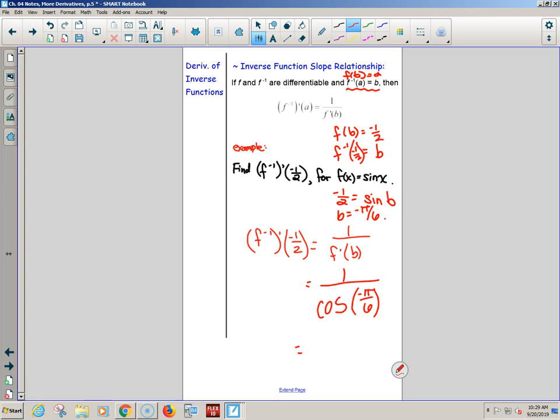Rad 3 over 2. So does it make sense that we would have 2 over rad 3 as our final answer? Not in the fourth quadrant. Now, if they gave us angles that got us in the third quadrant, then yeah. But in this one, no.